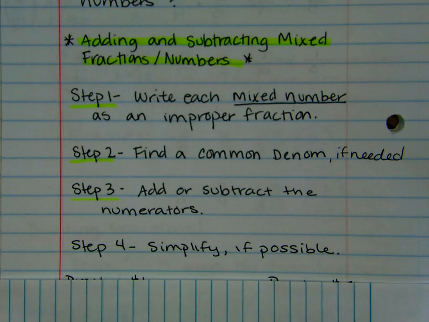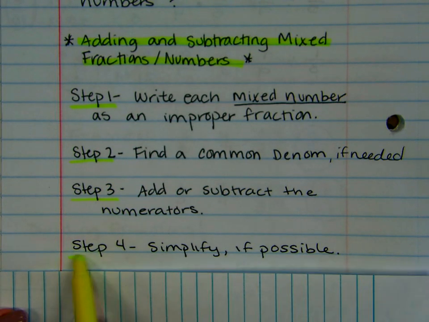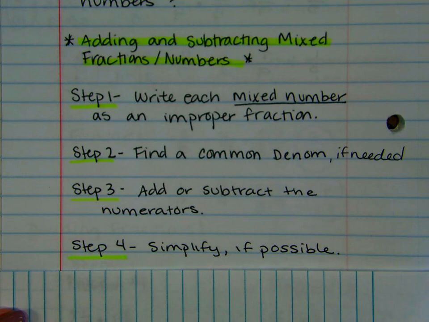Now in step 4, we're going to simplify if possible. Now the reason why we're not going to add or subtract our denominators is because we don't need to. Once they are the same, they stay the same. So we are always going to go ahead and simplify our fractions if needed. Okay.